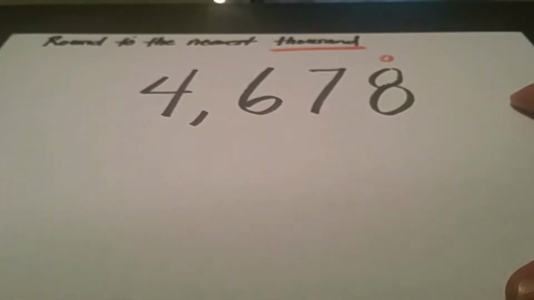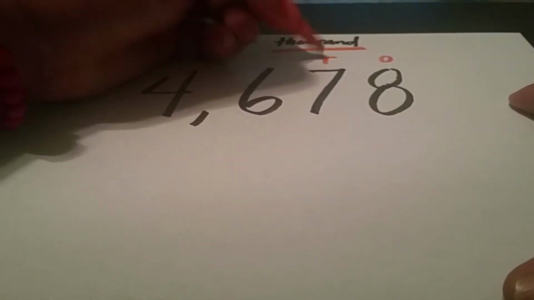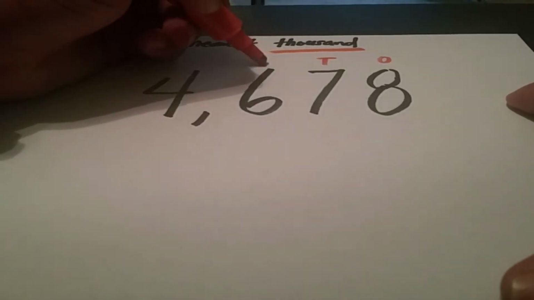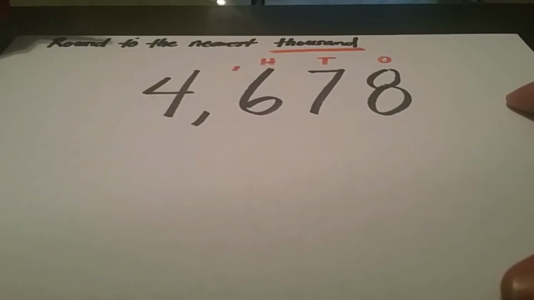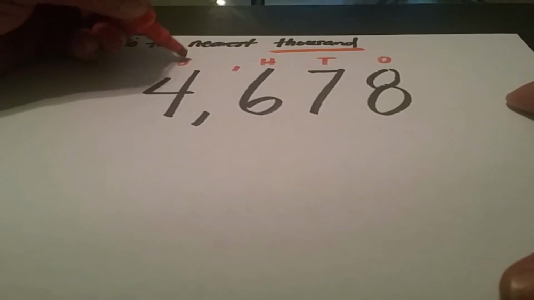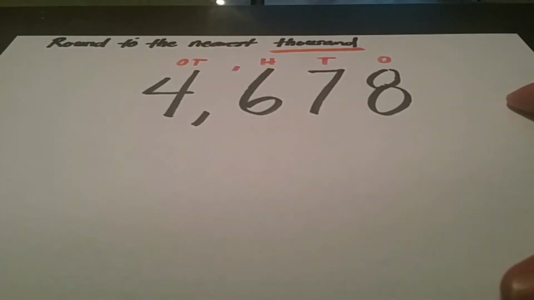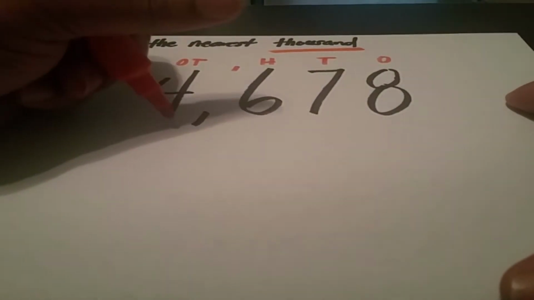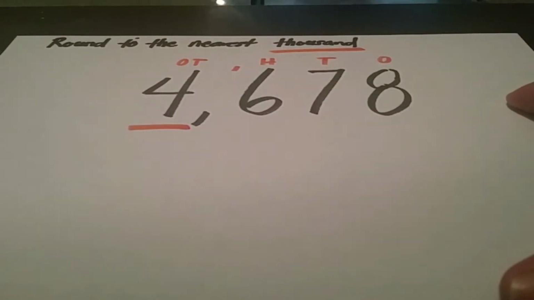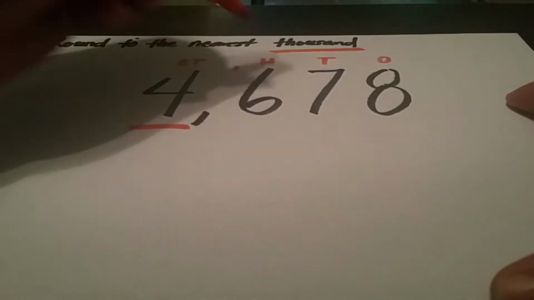We know the 8 is in the what? Ones. The 7 is in the tens. The 6 is in the hundreds. Then we have our comma. And the 4 is in the 1,000th place. So the 4 is the number that we're going to be rounding. So what we need to do now is, again, circle our what? Good, our neighbor. Who is the neighbor? Good, the 6. So we're going to circle the 6.